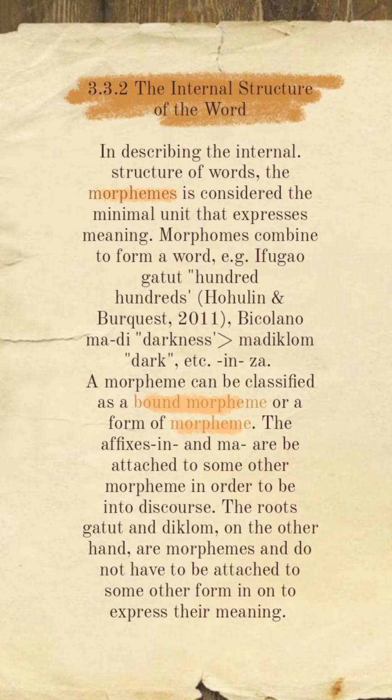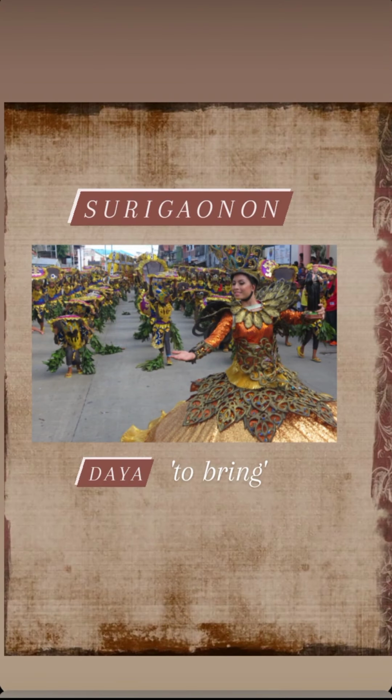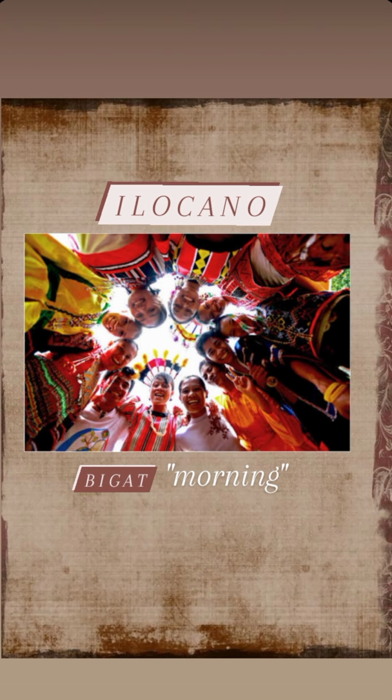It is describing the internal structure of words. The roots gatul and diklum, on the other hand, are free morphemes and do not have to be attached to some other form to express their meaning. Now, a word in Philippine languages may consist of a root, a stem, and a particle. Here are some examples of a root. In Surigaonon, daya is translated to the word bring. And in Ilocano, the word bigat is translated as morning.